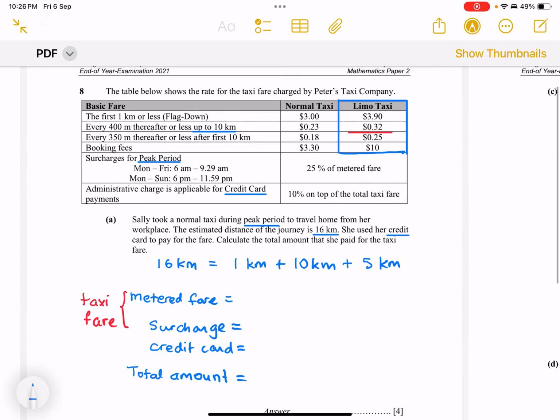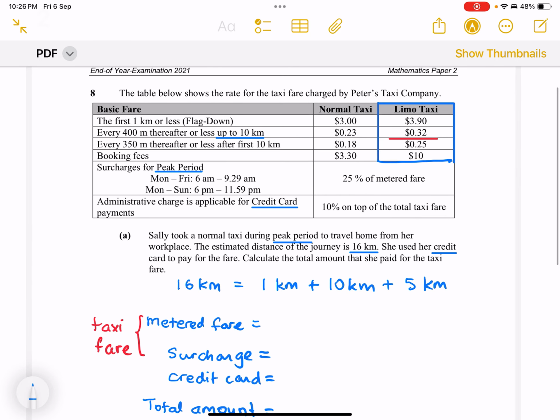Well, the next sum has a lot of information, so we have to be very careful with it. We need to understand it. Now we have a taxi fare, and Sally took a normal taxi. It's peak period. Underline all the important parts, because the peak charge is 25%. She traveled 16, and then she used a credit card. So the credit card also has a charge. Now we have to divide.